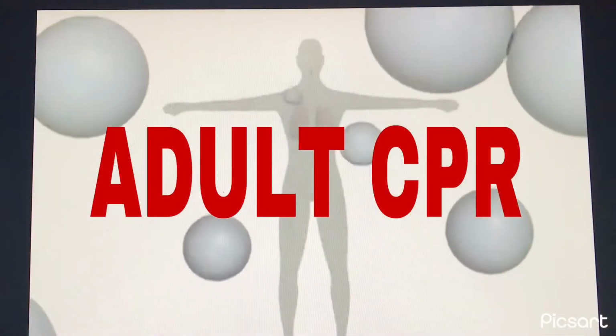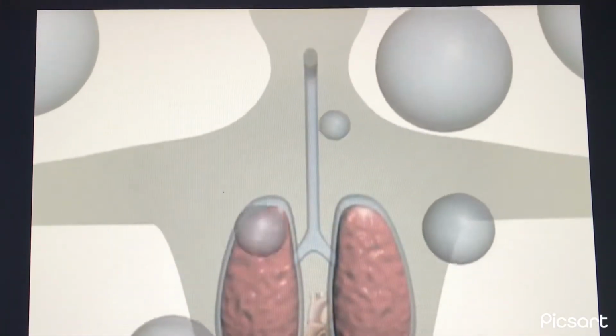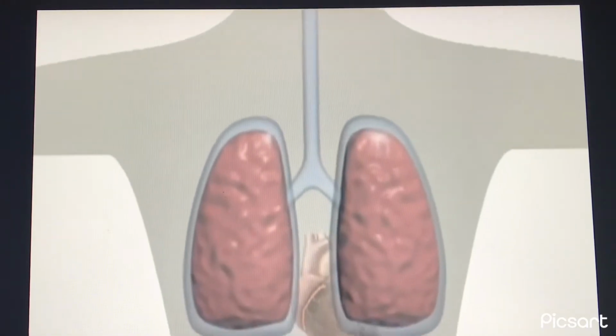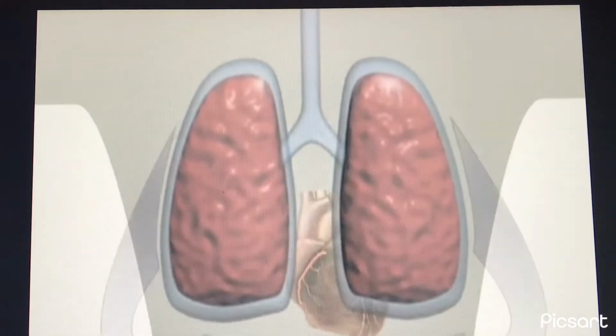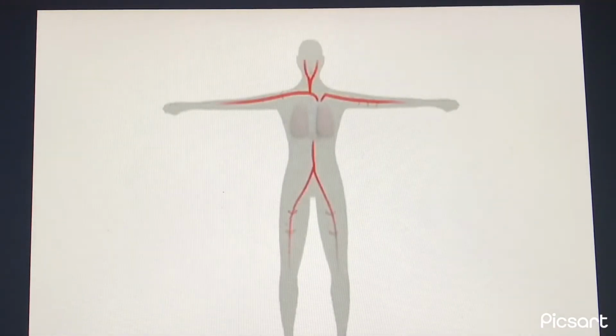Oxygen is needed to allow vital organs to function properly. Oxygen intake is managed by the respiratory system, which is comprised of the airway and lungs. The body's circulatory system, which includes the heart and blood vessels, functions to transport oxygen to every cell in the body. If the heart stops functioning, this is called cardiac arrest, and you should initiate CPR immediately.